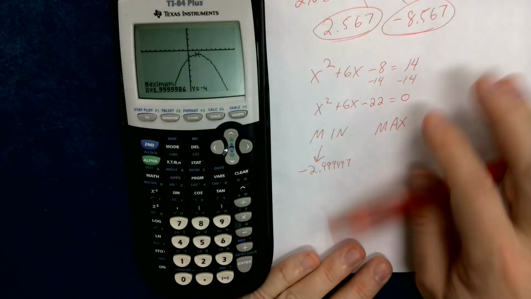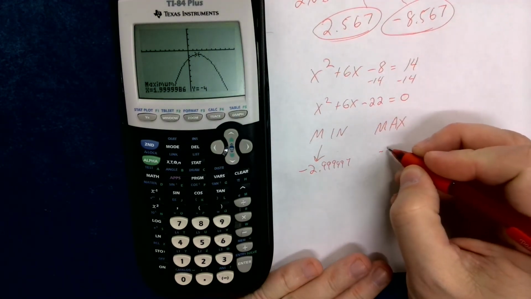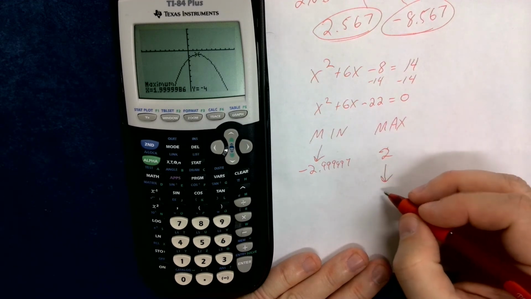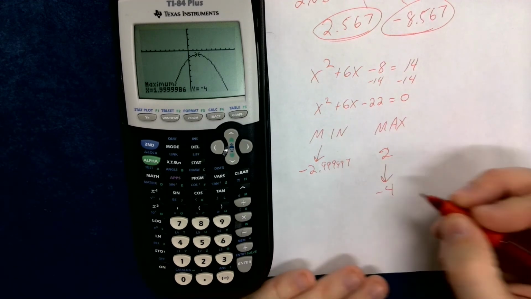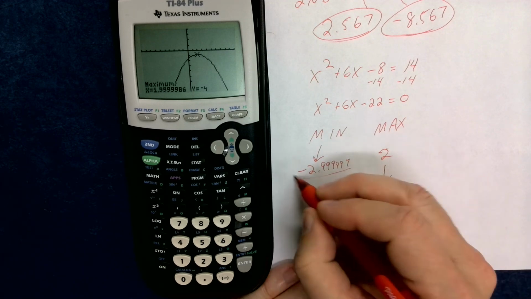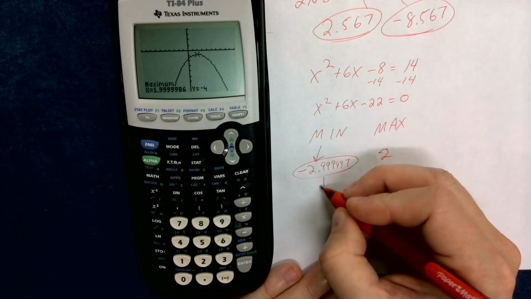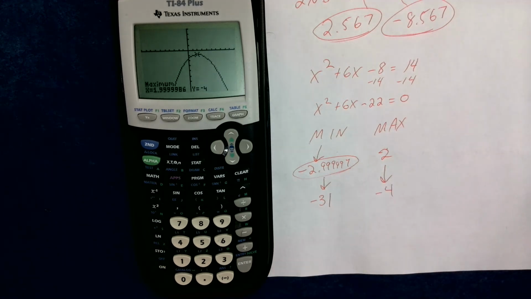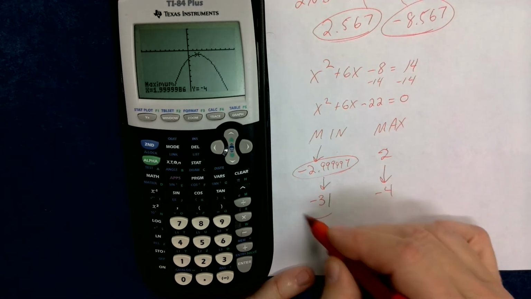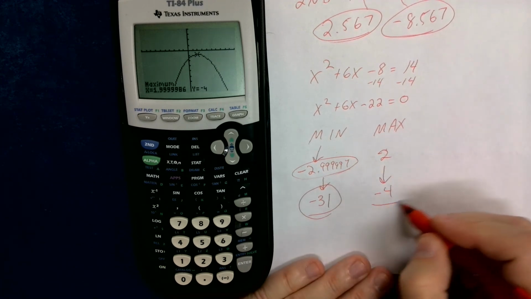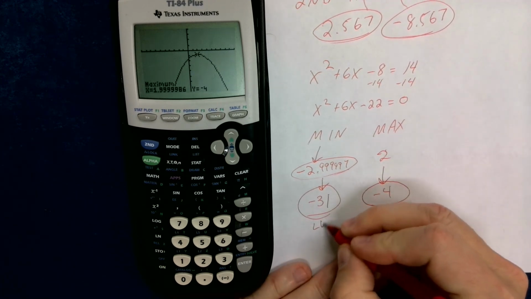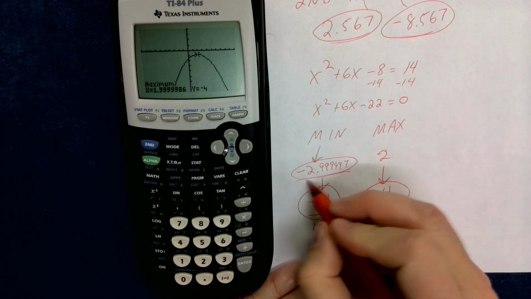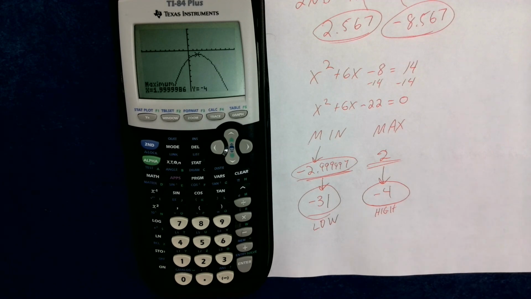So when I go back to this, about 2 is going to give me a maximum of negative 4. And then back over here, that minimum, that was the x value that got you the minimum, but the number that we saw on the calculator was definitely negative 31. Okay, so the lowest point on the first parabola, negative 31. The highest point on the second parabola was negative 4. And these two things happen to be the x values that got us there.